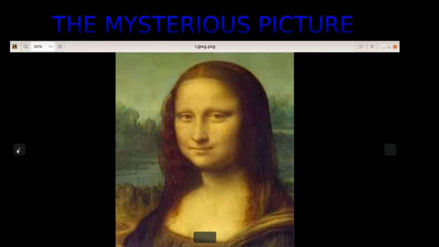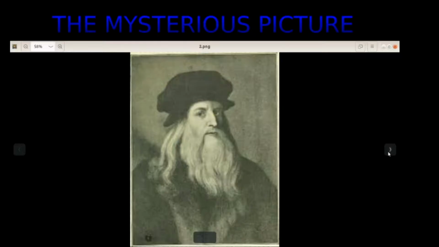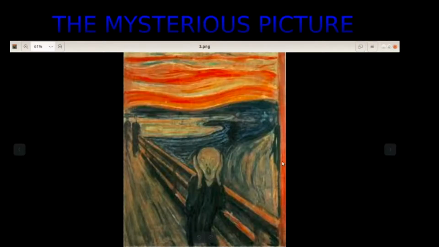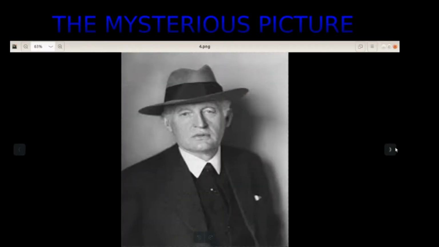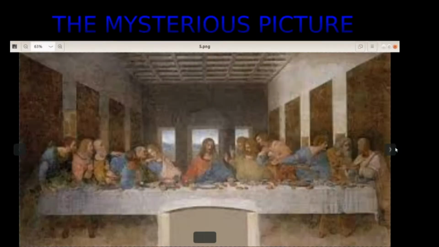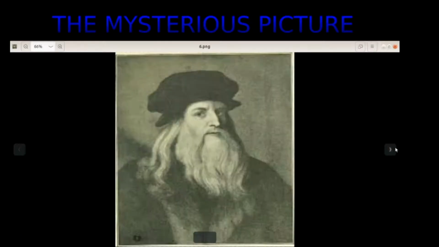Dear students, now let's have a look at the world famous paintings. The first picture or the first painting is the world famous Mona Lisa by Leonardo da Vinci. The next one is Scream by Edvard Munch. The next one is The Last Supper, again by Leonardo da Vinci.